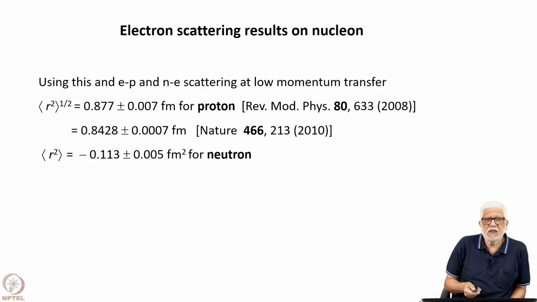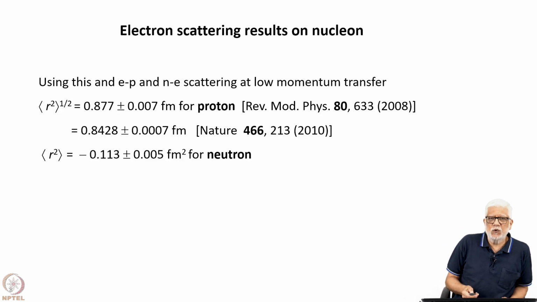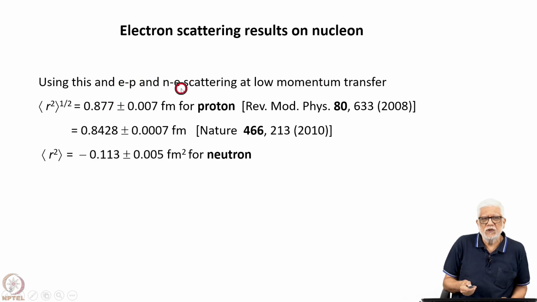Okay, as I said, you can do these experiments on a nucleus, on a nucleon as well. For instance, you can look at electron-proton scattering and neutron-electron scattering. You can take a neutron beam and scatter it off electrons the other way around, and do it at low momentum transfer. These are the references.